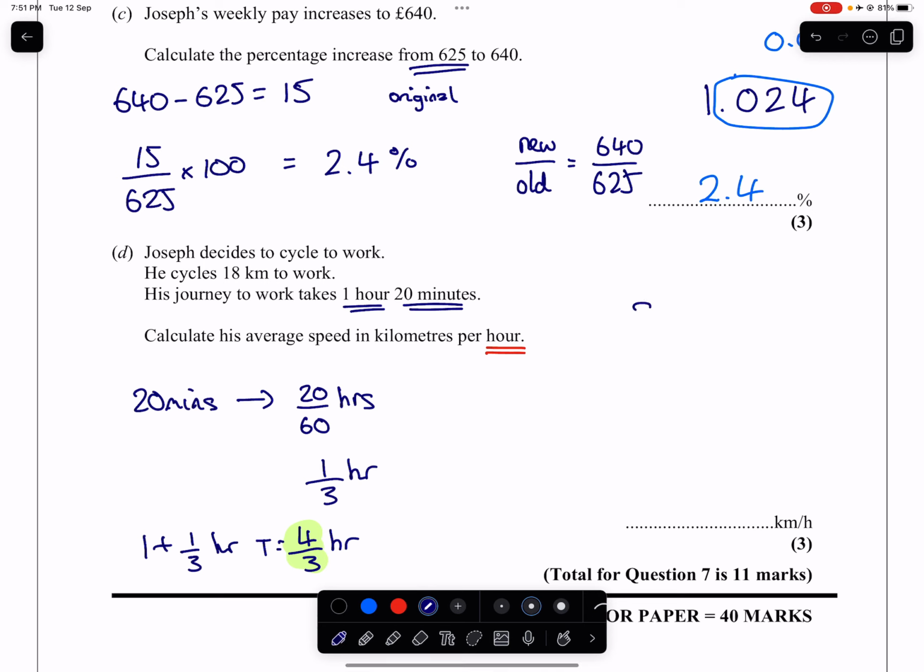Speed, the formula for speed is distance over time. Our distance we've been given is 18 kilometers, and the kilometers matches what's in the question here for speed, so we don't need to change it. So we end up with this 18 divided by our time value here, 4/3. So we have a little mini fraction inside a big fraction pretty much. And when the dust settles for that, you're going to end up with 13.5 kilometers per hour. Done.